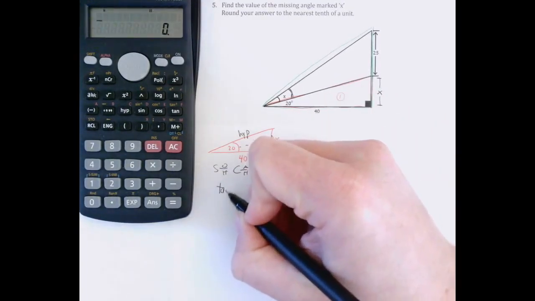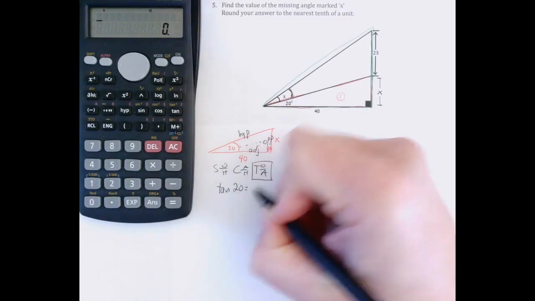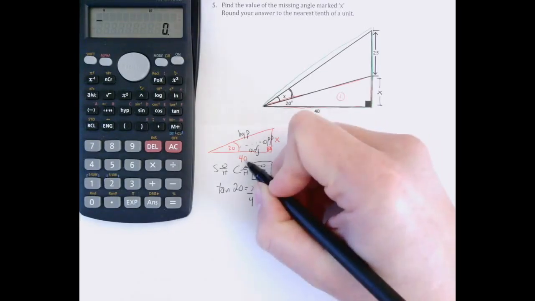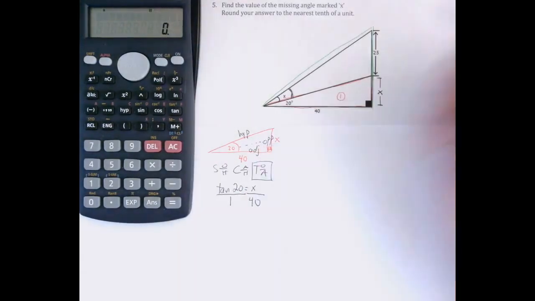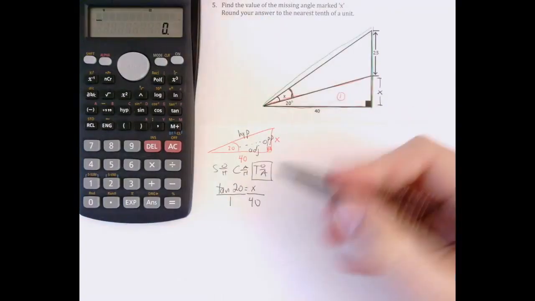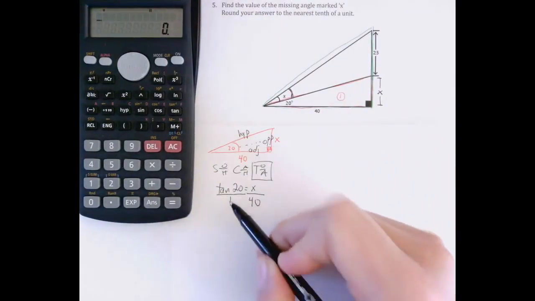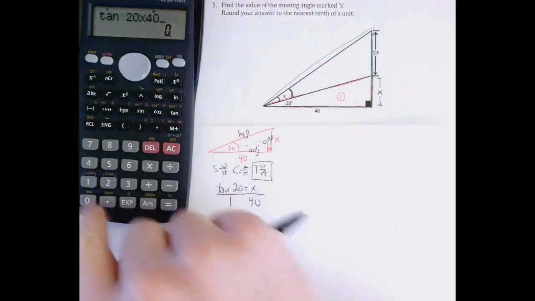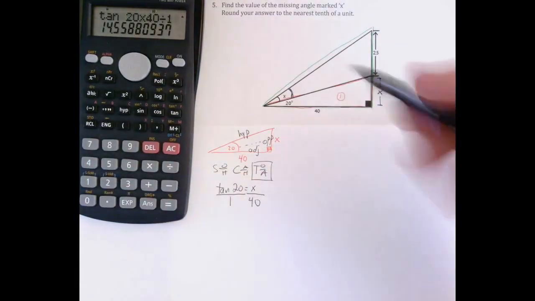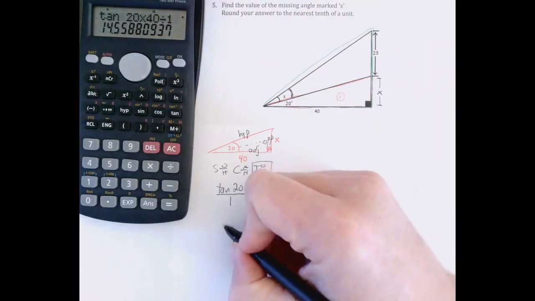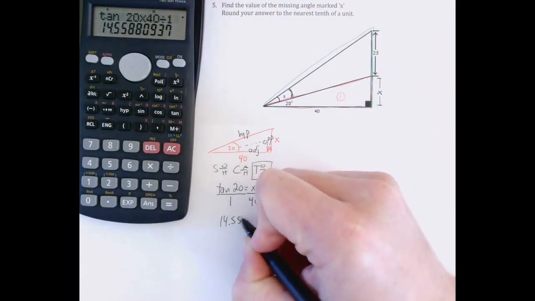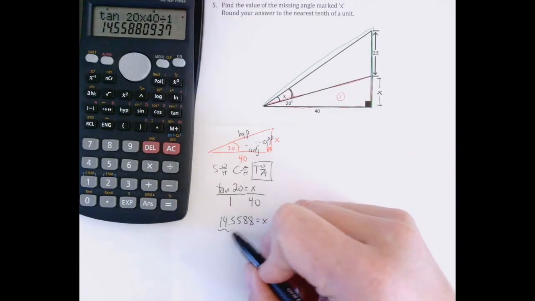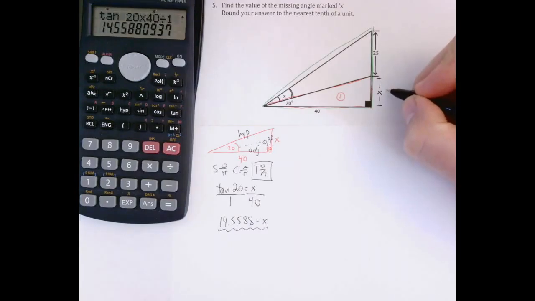So here I'm going to write out tan of 20 degrees equals opposite x over adjacent, which is 40 given in the question. So like usual, I'm going to create equivalent fractions. To find the unknown, multiply the diagonals, divide by the other. So here I've got tan 20 times 40 divided by 1 equals 14.5588. 14.5588 equals x.